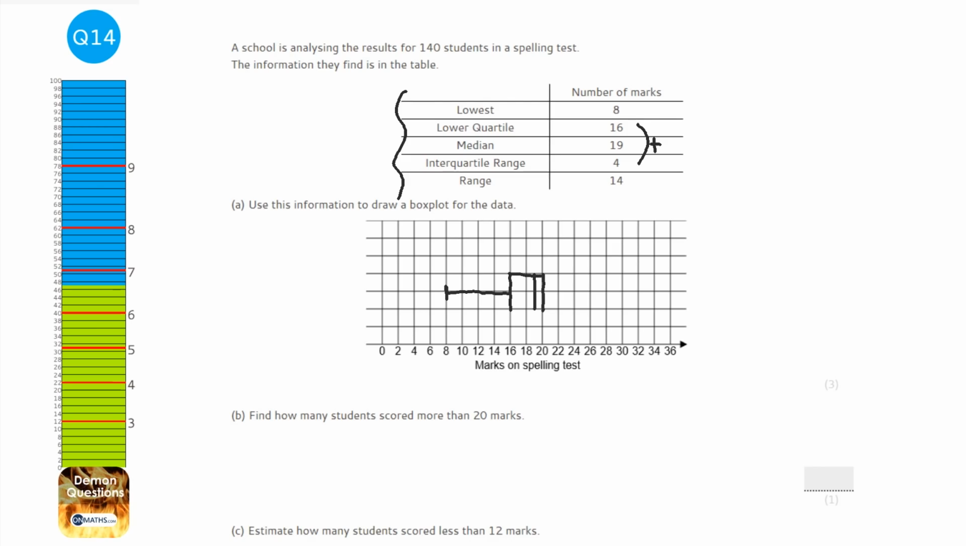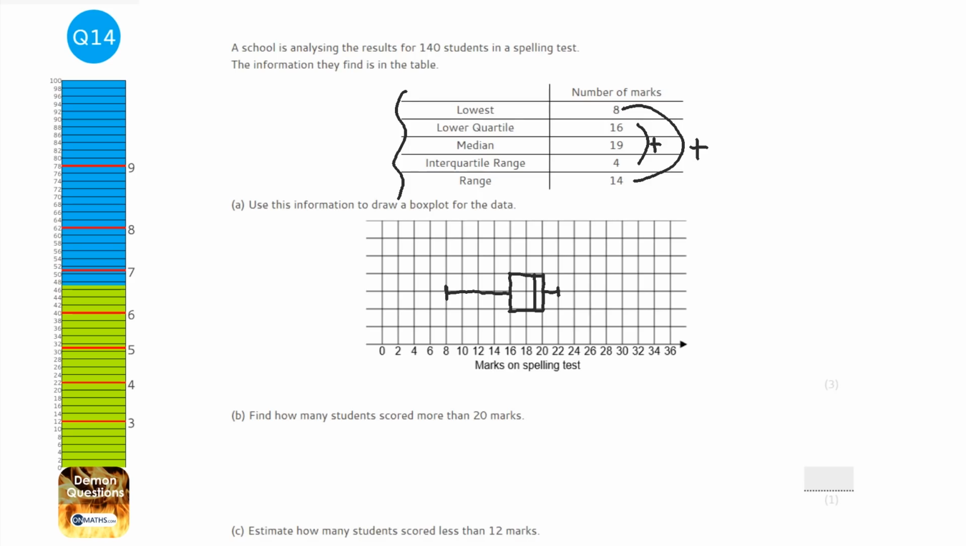So I'm going to do my box. Now the range is the biggest, take away the smallest. So if the smallest is 8, then to work out what the highest is going to be, I just get the range, which is 14, and add on to the 8. So 14 plus 8 is 22. So the highest value is 22. There we go, and that's our box plot. So that's question 1 done, or question A.